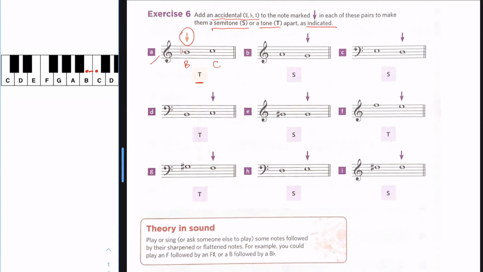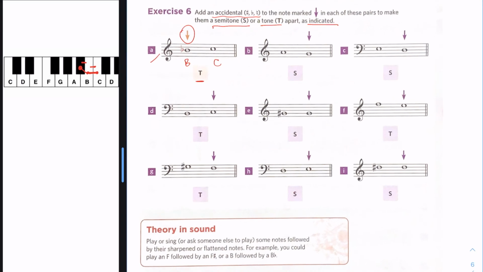How can we do it? Now if B to C is one semitone, what we can do is to lower the B here, so there will be two semitones. 1, 2. And to lower the B, we need to add a flat in front of the B. So therefore, there's a flat here. So from B flat to a C, it is the distance of a whole tone.